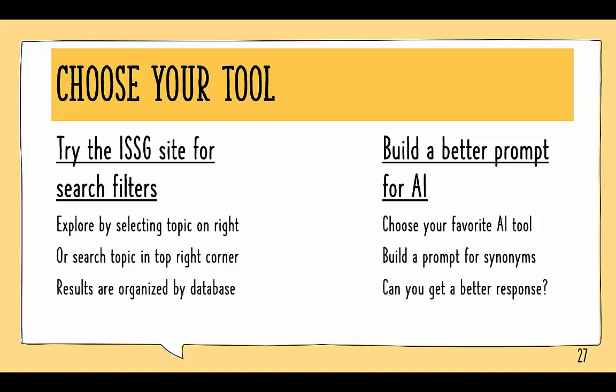You can pick one of these two options, and then I'll give you about 5 minutes, and then we'll come back and we'll talk about this. So either go to the ISSG site and check out how it's laid out in there, maybe even look up a filter that you might use for the search we're on now. Or try to build a better prompt than I did to get AI to give more screen time synonyms, or maybe you're working on a search right now and you need some synonyms for that.